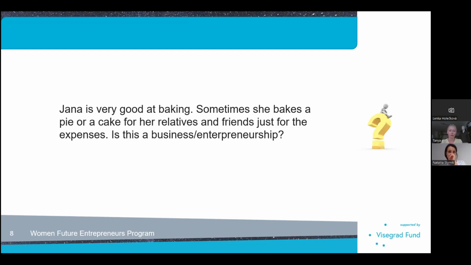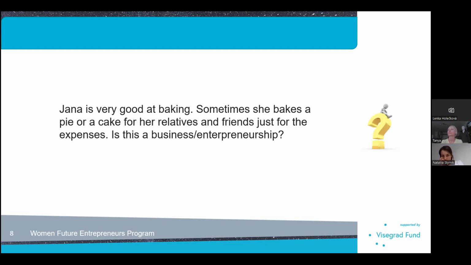I think it's not a business because she is baking only for her friends and relatives. If she made sweets for another person, then it would be a business and she must have a trade license.